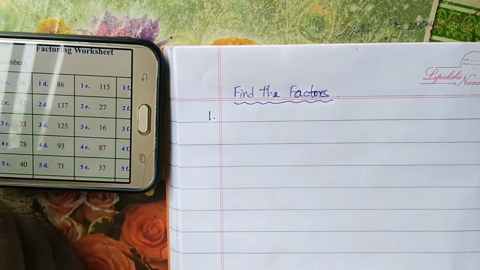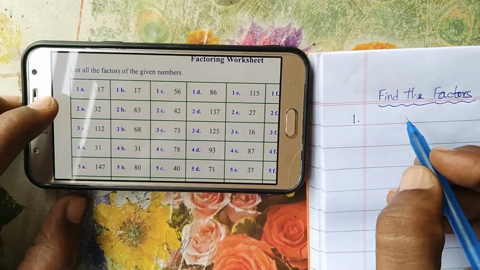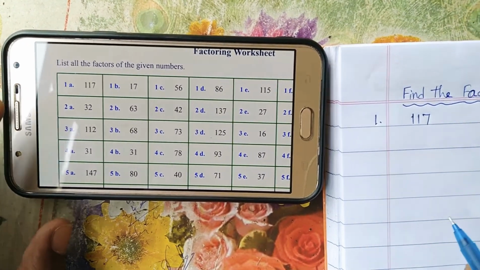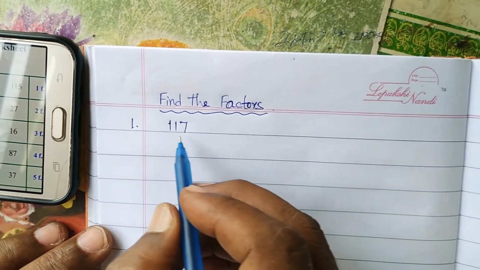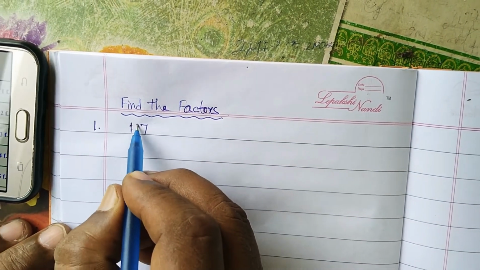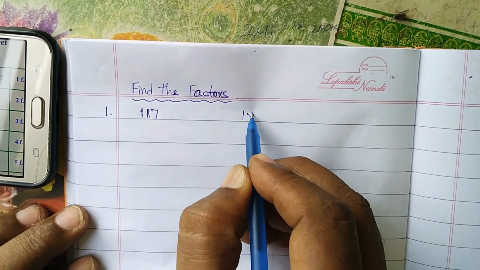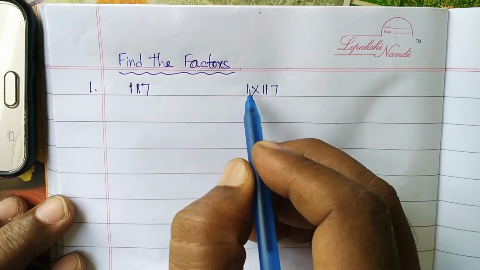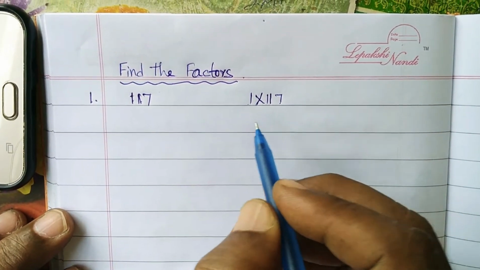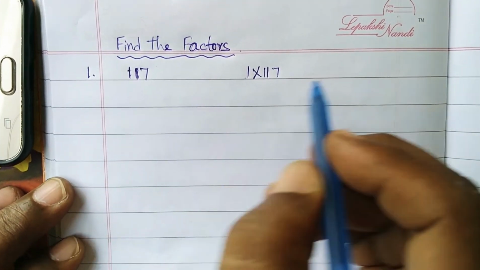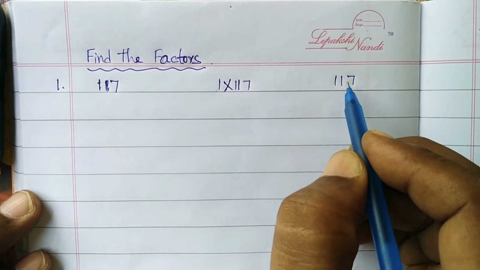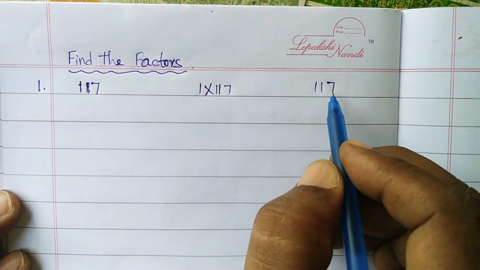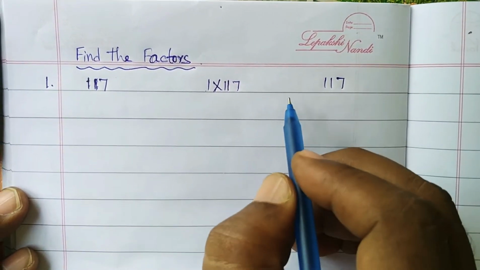What is the first question here? The first question is to find the factors for the number 117. Factors means the tables in which we get 117. I can write 1 into 117. 1 is a factor of every number, we know it. Next, check whether 117 is divisible by 2 or not. 117 is an odd number, therefore it is not divisible by 2. Therefore 2 is not a factor.